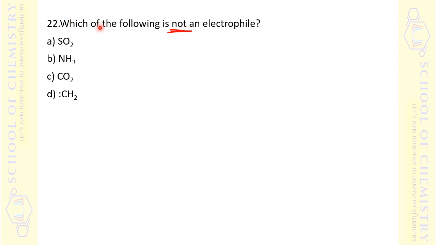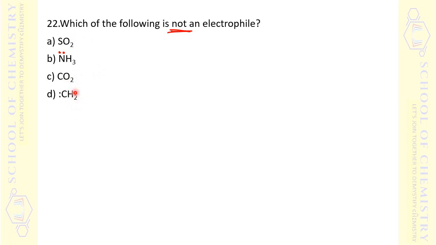We just skip the words, and there are all chances that you may just read it as "which of the following is an electrophile." If you read it that way, you might readily answer SO2 or CO2, whatever you notice immediately, but they have asked which is not an electrophile. So among these 4 options, 3 will be electrophiles and only 1 will be different, right? And that different one is NH3. Because of the lone pair available on nitrogen, it can act as a nucleophile and is not an electrophile, whereas the other 3, SO2, carbon dioxide, and this carbene, are electrophiles.